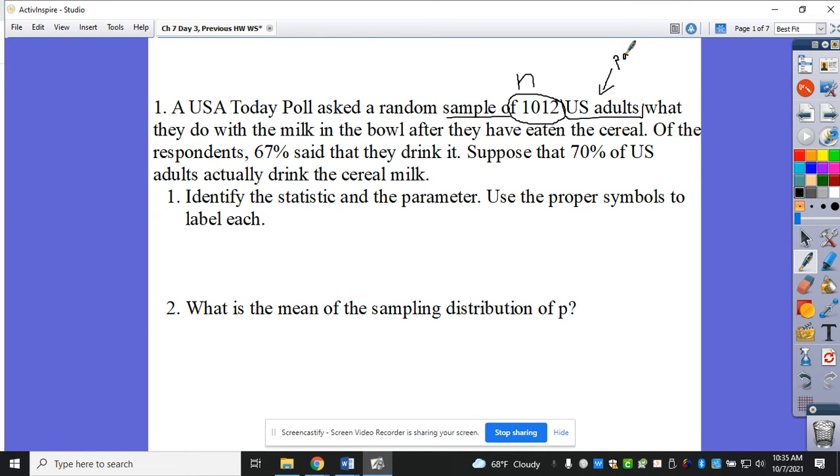So again, get in the habit of marking as you go. Now, this one was electronic, so obviously it's a little bit different, but I'm trying to write population. Other respondents, 67% said they had, so this is my what? P-hat.